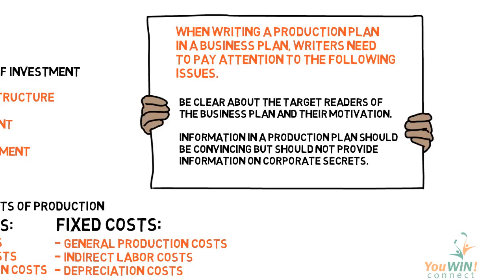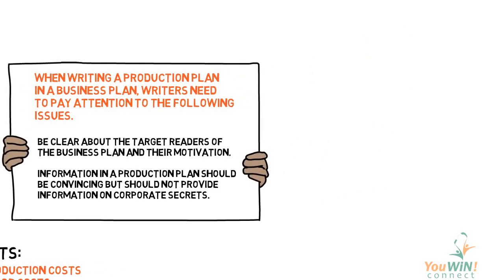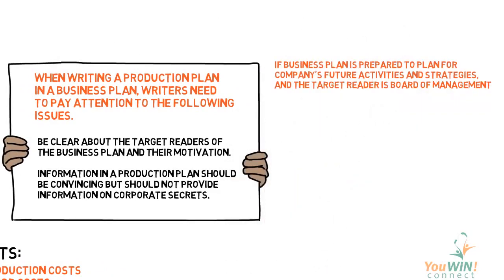It's important for you to give only the information that is required and not too much information. A business plan is prepared to plan a company's future activities and strategies. The target readers could be the board, so the production plan should present details of alternatives, analysis of each alternative, and explanations of rationale for choosing the one that we've chosen. And if it's for outsiders, they should be presented with information which can convince the reader of the feasibility of the decision and how profitable and within the company's ability.